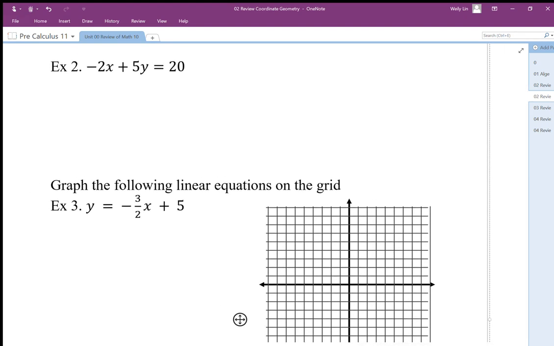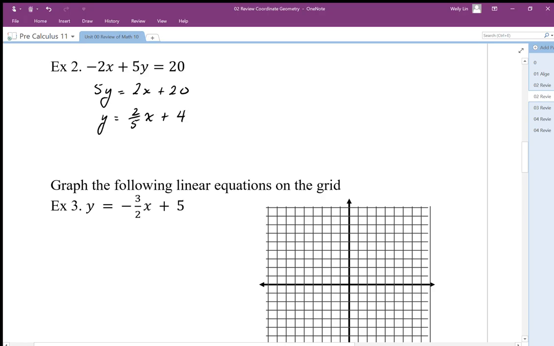So we can again do the same thing here. We can identify the slope and y-intercept by rearranging this equation. So I'm going to solve for y. So I end up with 2x plus 20 divided by 5. So I end up with 2 over 5 plus 20 divided by 5 is 4. So again, my slope in this case is going to be the 2 over 5. Okay, and the y-intercept works out to be plus 4.